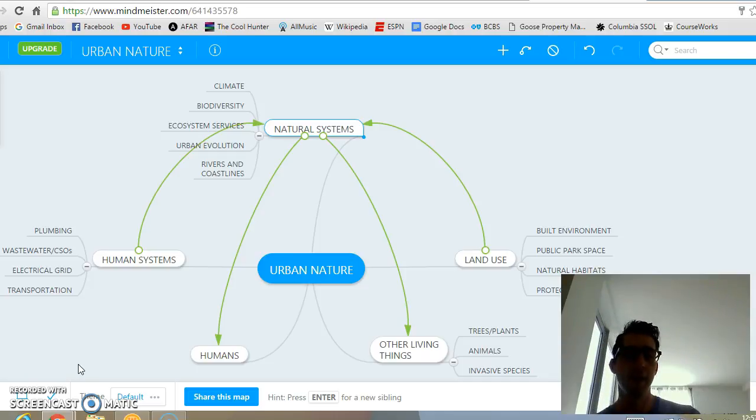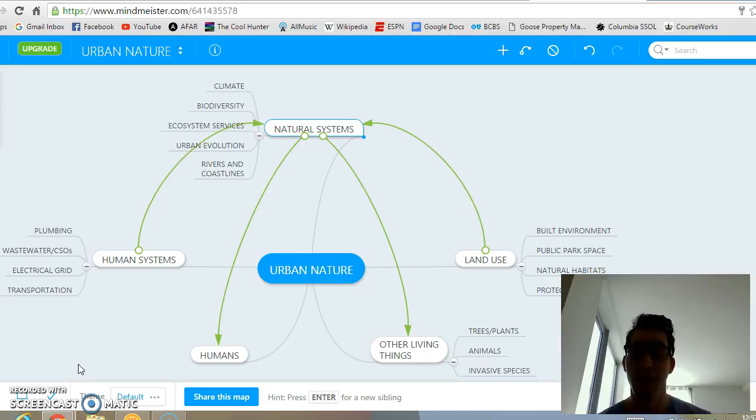So from there, I found myself focusing on human systems and land use. And we know in cities, particularly New York, there is quite a complex human system, whether it's plumbing and water or wastewater, and our combined sewage outflow system into the rivers, the electrical grid, obviously for heating and cooling, and the very extensive transportation infrastructure that we have in the city.